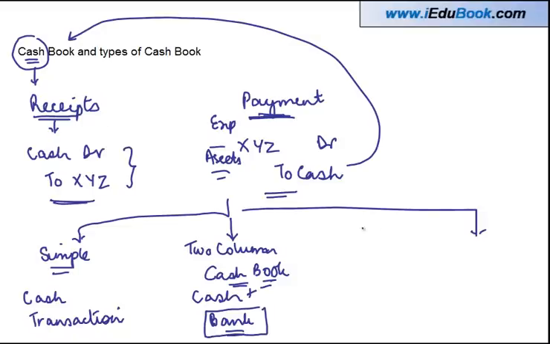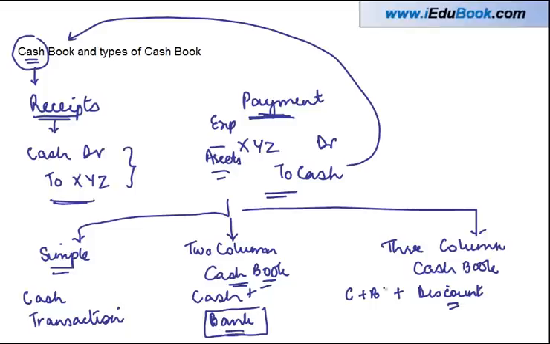And the last one is a three-column cash book. This has three columns, one for cash, one for bank, and one for discount. So in respect of any transaction, whatever is the discount given. Now discount is what? Discount is an expense, right? If it is given, it is recorded on the debit side, whereas any discount received is an income and it is recorded on the credit side.